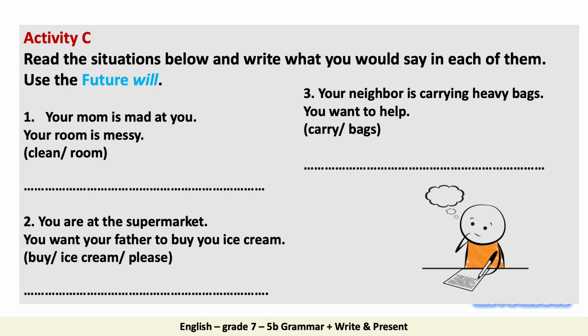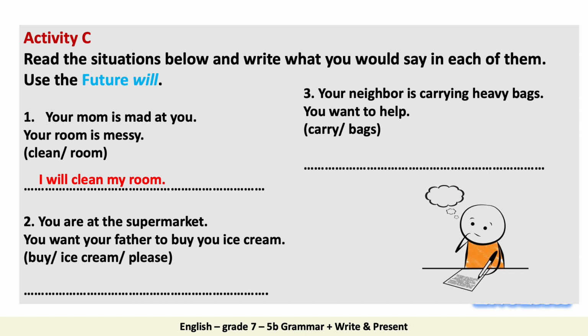Alright, let's answer the questions together. In the first situation, your mom is mad at you. Your room is messy. Between brackets, we have clean and room. So you're going to make a decision to clean your room. The sentence will be in the affirmative form. So we will simply start with the subject I, followed by will, then the base form of the verb clean. The sentence will be as following: I will clean my room.